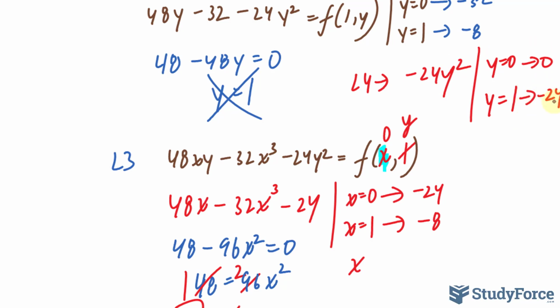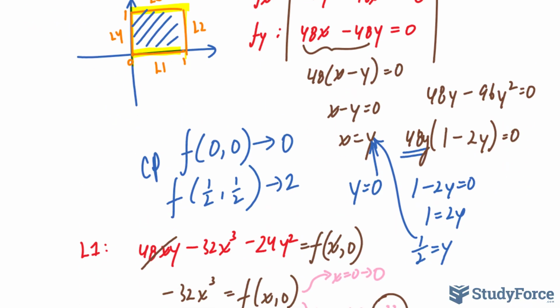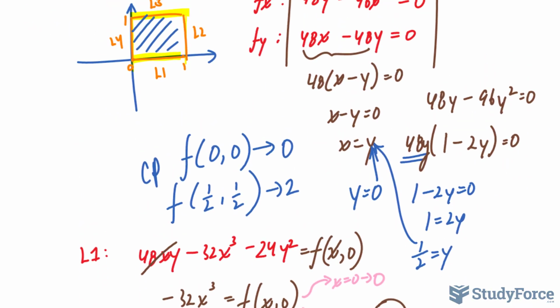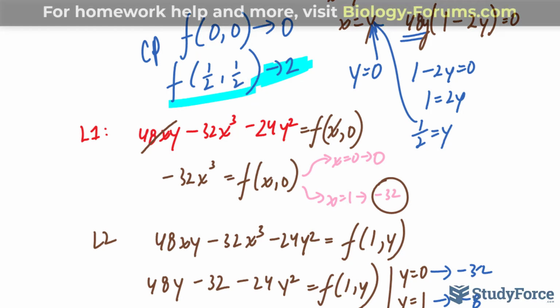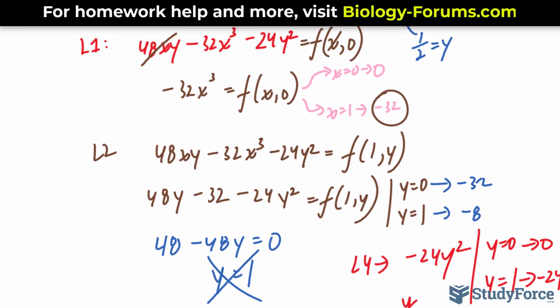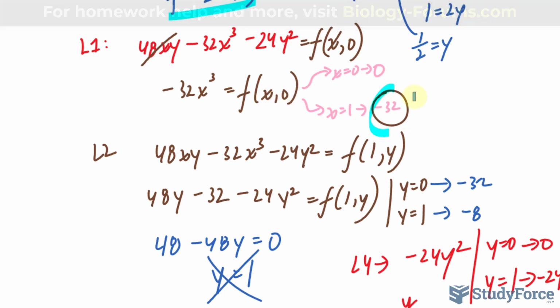So we have to look at all of these outputs for L1 to L4 and the critical points. Do you remember these? And as you can see, when the critical point at half and half, you ended up with 2. That was the highest value out of everything we calculated. So that is our absolute maximum, and it occurred at this point. The absolute minimum occurs at x is equal to 1 and 0, and that's negative 32. And we also found it when we had x was equal to 1 and 0, which is consistent actually.